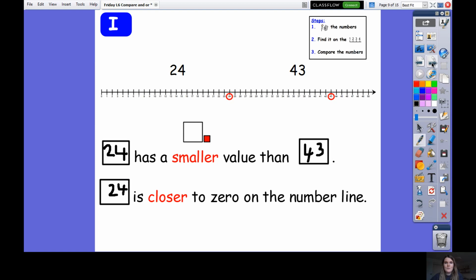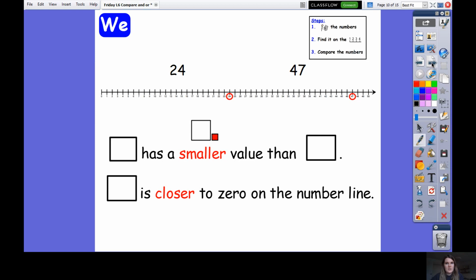Very good. So, your turn. What do we do first? We read the number. Well done. What do we do next? We find it on the number line. Very good. What do we do after we find it on the number line? We compare the numbers. What are we comparing this time? Which has the smaller value. How do you know we're looking for smaller value? Because you read the sentence. Well done, it's saying smaller, and we want the one closer to 0. Well done. So our numbers are 24 and 47.